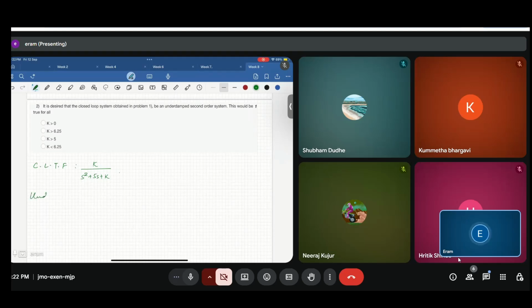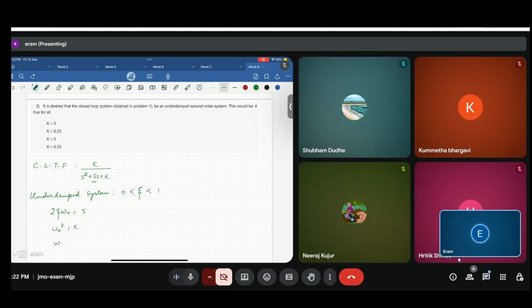For an underdamped system, what is the range of zeta? It should lie between 0 and 1. And from here you can identify 2 zeta omega n equals 5 and omega n square equals k.